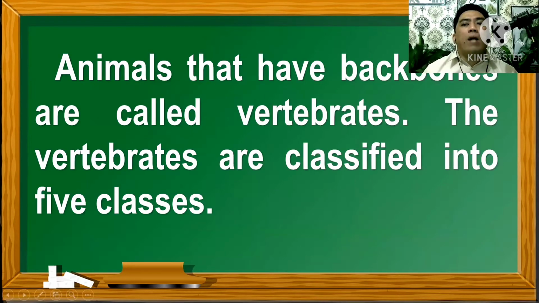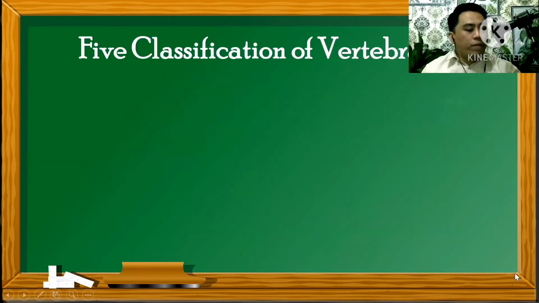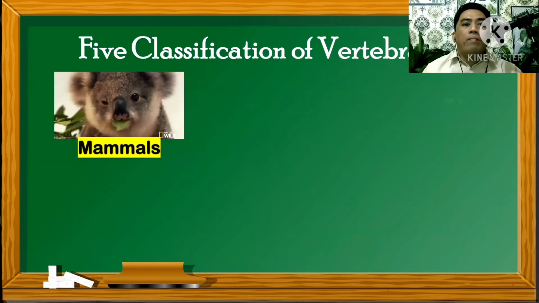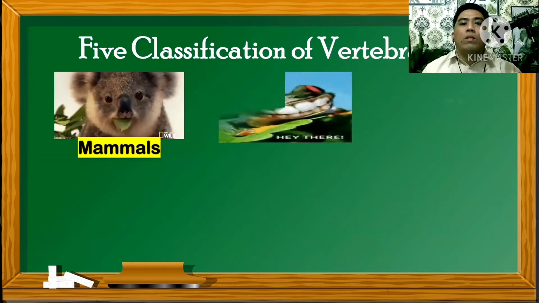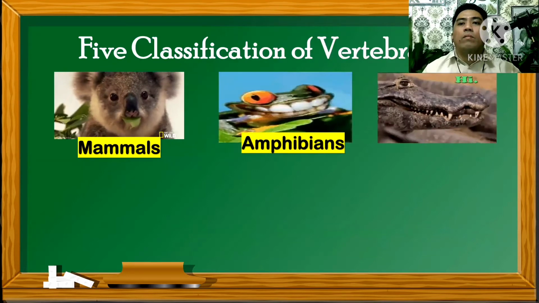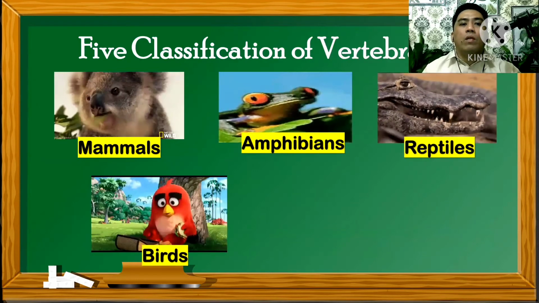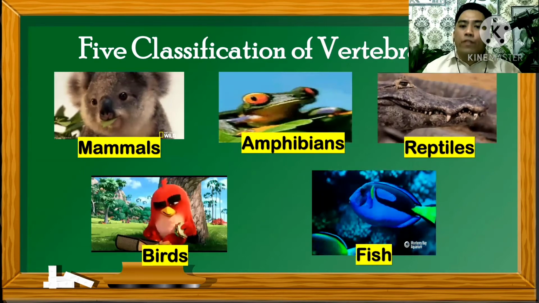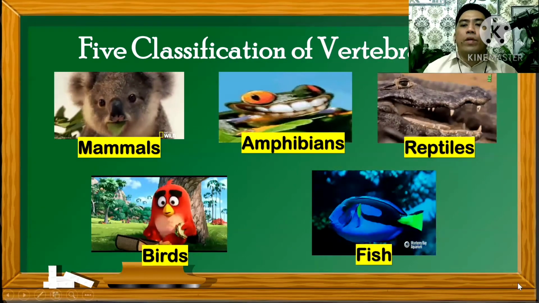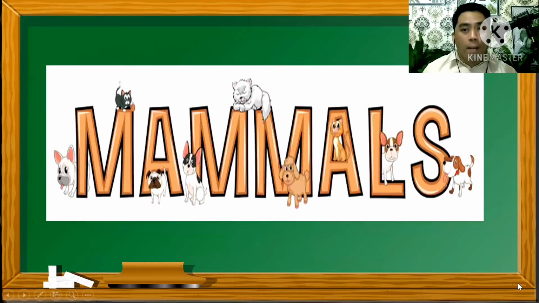Animals that have backbones are called vertebrates. The vertebrates are classified into 5 classes. The 5 classifications of vertebrates are mammals, amphibians, reptiles, birds, and fish. First, let us talk about mammals. What are mammals? What are their characteristics?